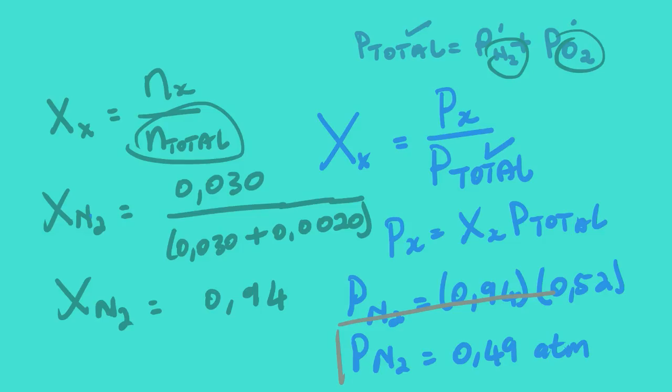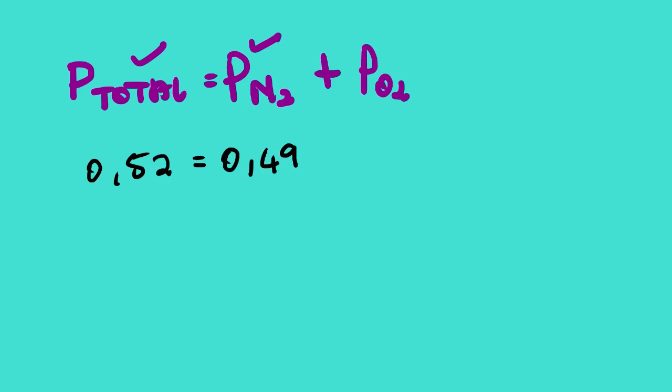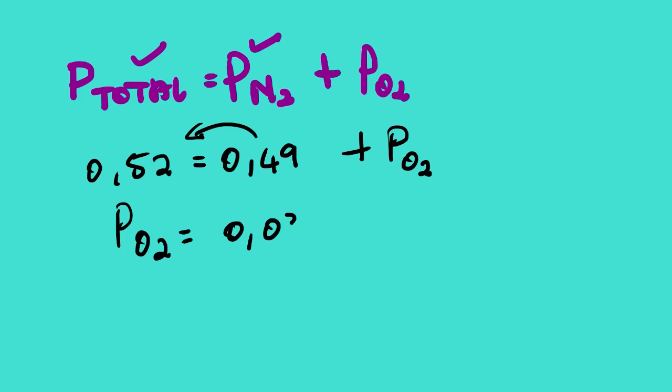Then we can do the very same thing with oxygen. There are many ways actually to use this. We can use this equation, PN2 plus PO2. Since we have this and we calculated this, we can find the pressure for oxygen. So we have 0.52 equals the partial pressure we have found, 0.49, plus the partial pressure of oxygen. Make PO2 the subject of the formula. So 0.52 minus 0.49 will actually give you 0.03 atm.